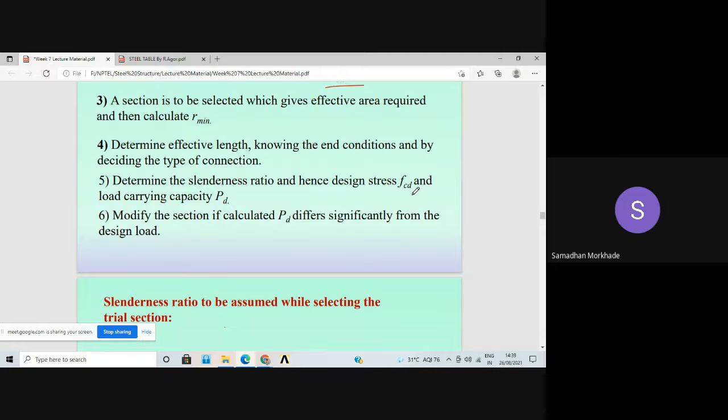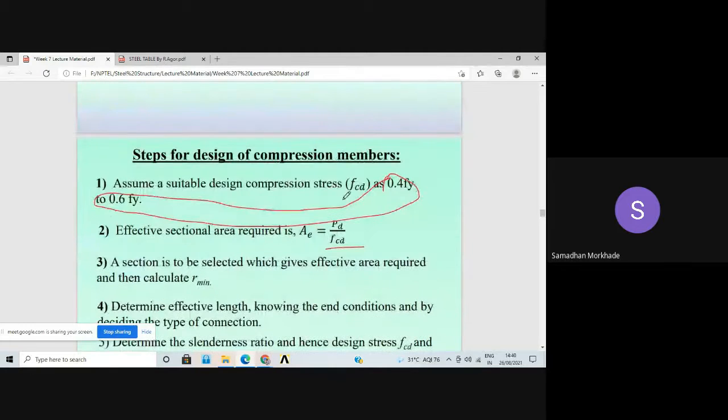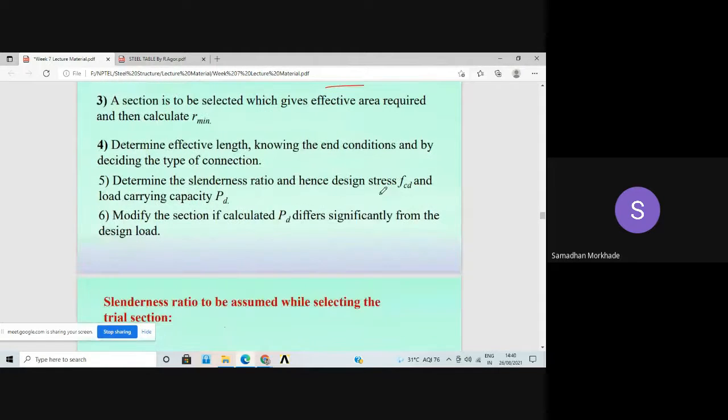This value we had assumed in step number 1, the assumed value of FCD. Now this is the actual value of FCD in our case. After getting FCD, calculate the load carrying capacity PD. And at the last step, modify the sections if the calculated PD differs significantly from the design loads. For a safe design, what we have to prove is that this PD must be more than P.